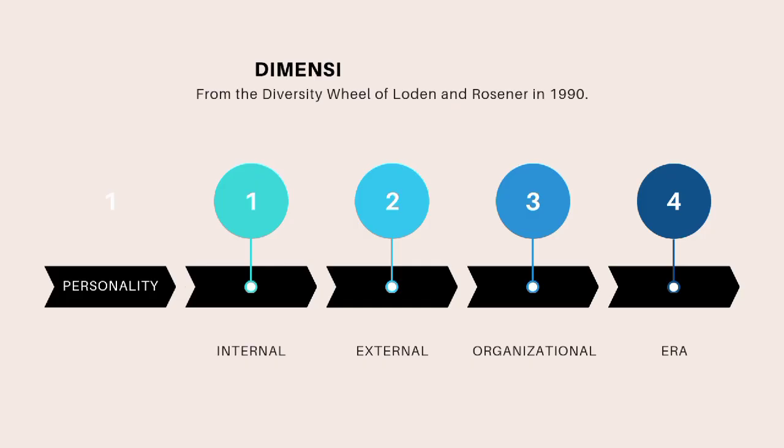We have here the dimensions of diversity. This is from the Diversity Wheel of Loden and Rosener in 1990. It says there that every learner has a unique personality, and every personality consists of internal, external, organizational, era, or worldview dimensions. To understand this further, let's talk about each dimension one by one.